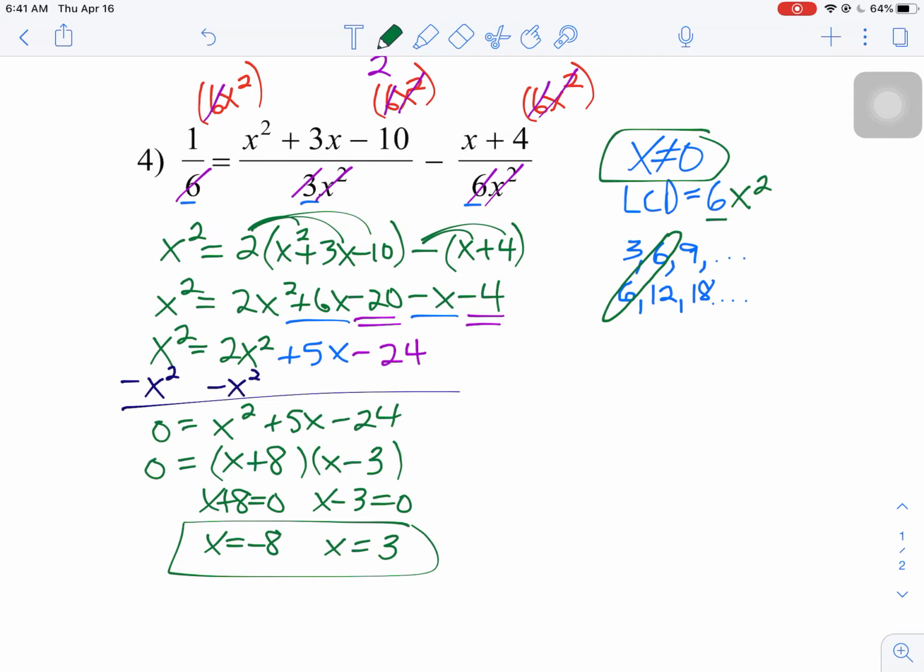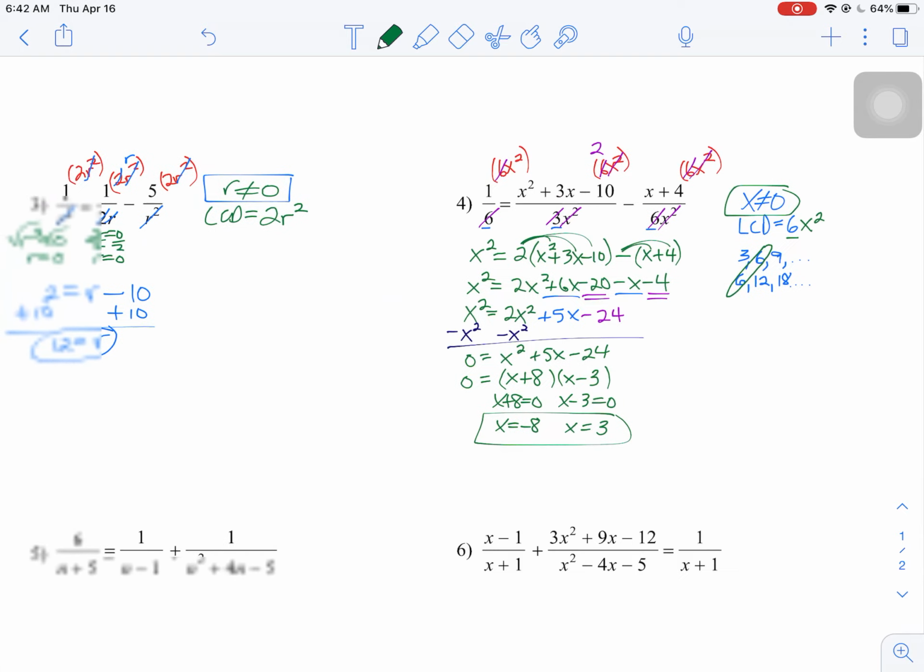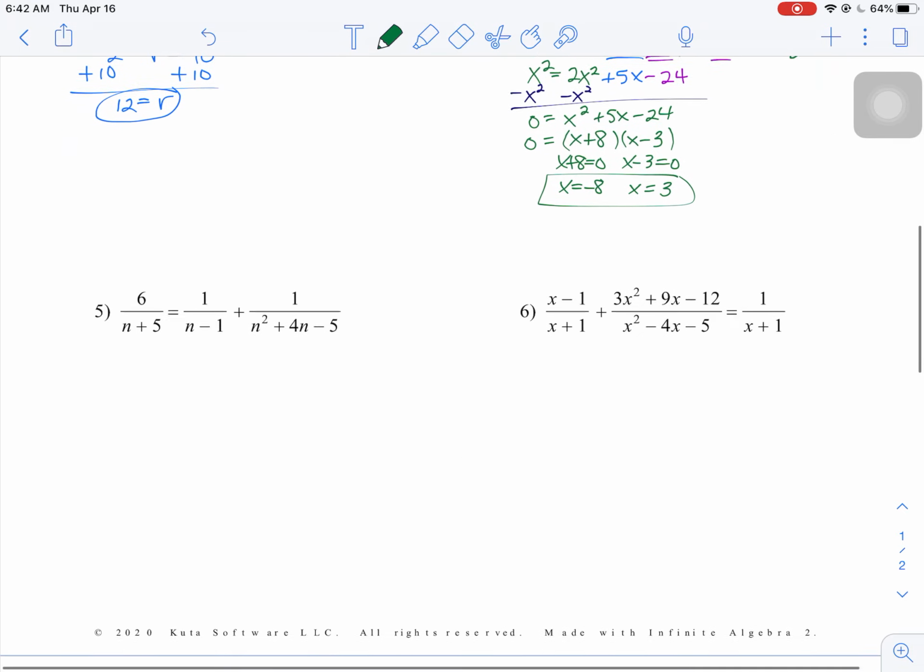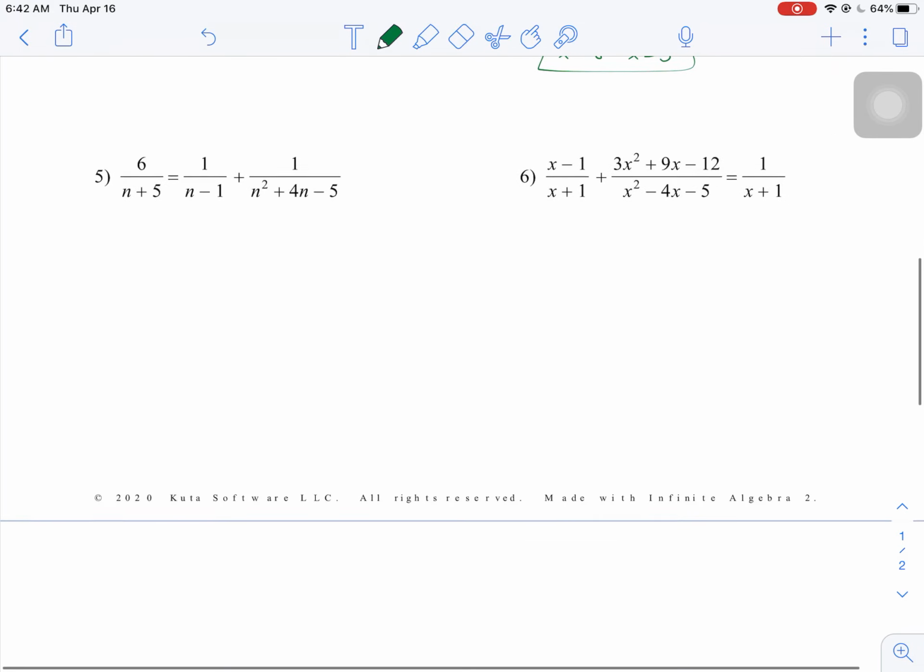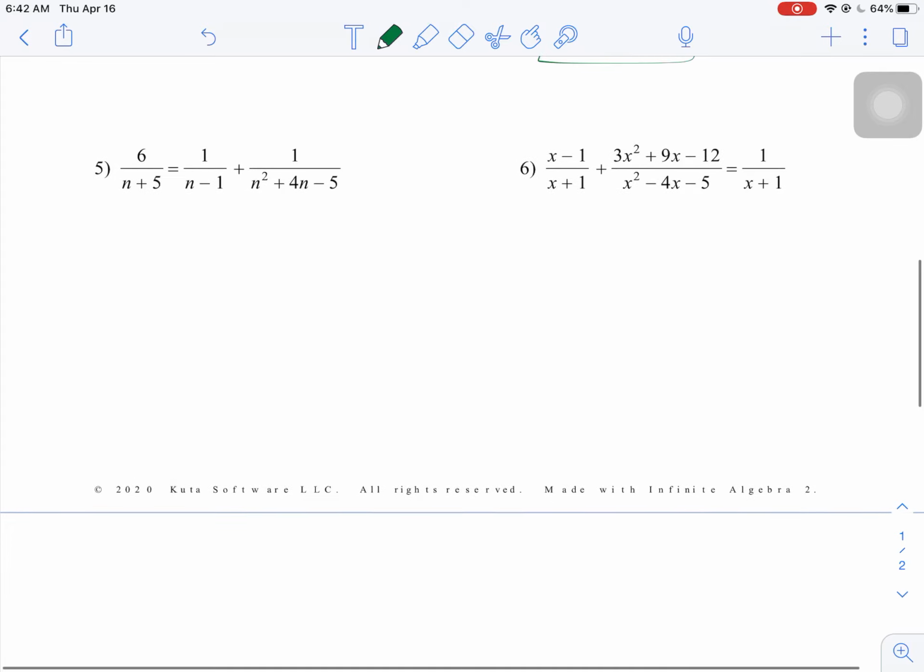All right, so obviously that was a little bit more of an involved problem. On 5, let me just get you started. I'll let you finish it and check the key later, and then we could do all of 6. So on 5, as far as domain restrictions go, that last fraction is a basic trinomial that we can factor. So we should do that first before we try to get our domain restrictions.